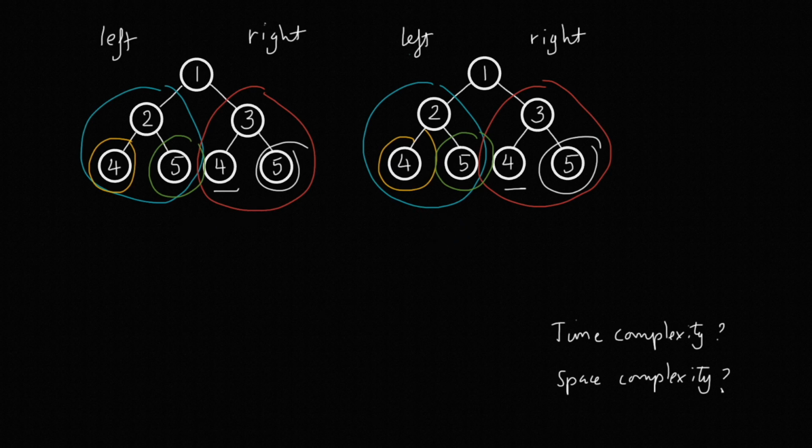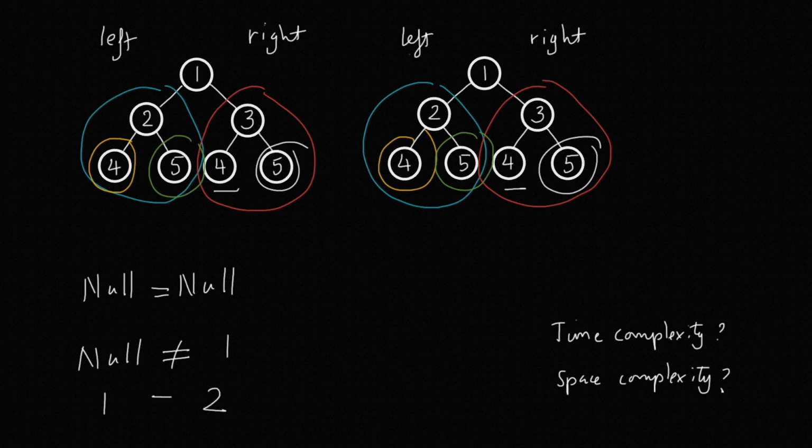Let's talk about the edge cases. If both of the roots are null, then these two trees are automatically the same. What if one side is null, but the other is not, let's say a value of 1, then right away we can return false. When comparing the two node values, if the two values are not the same, we can also return false right away.